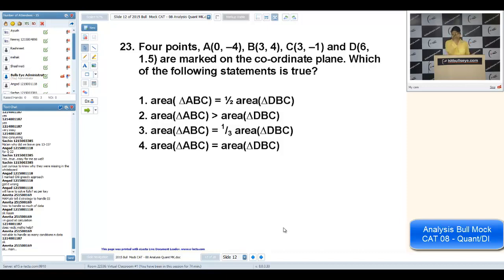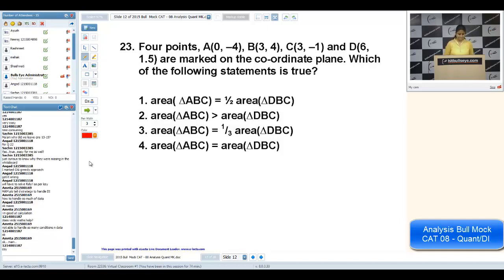Okay, let us move to the 23rd, a pure formula based question. Any problem in this? Whenever you know the coordinates, how can you find the area of the triangle? For example, I am calculating the area for triangle ABC. We know the coordinates. These are 0, minus 4; 3, 4; 3, minus 1. Now what is the area? Area will be half of, I'm using the modulus sign.